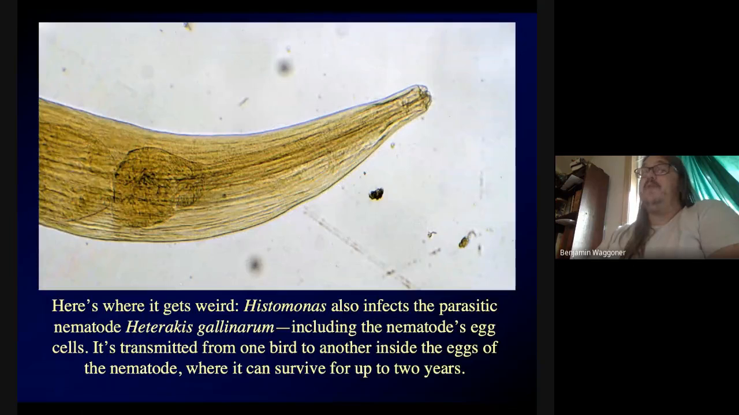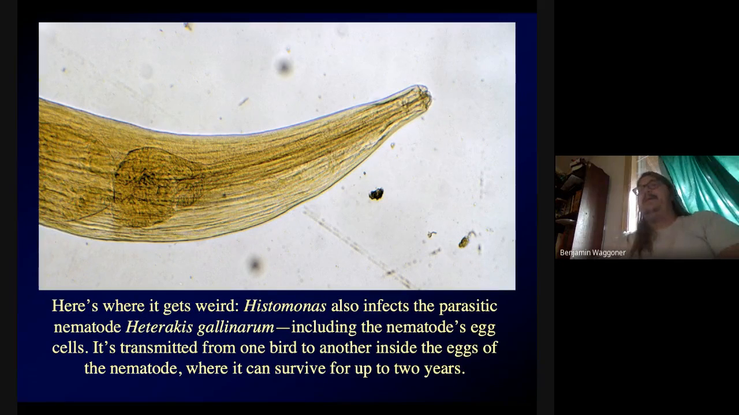Histomonas, this protist, also infects a roundworm. And this is the head of a nematode called Heterakis gallinarum. And Histomonas not only infects the nematode, it infects the nematode's egg cells, and it can survive for up to 2 years inside the eggs that the nematode lays. So we've seen this before. It's called transovarian transmission. There are some parasites that can do this sort of thing.